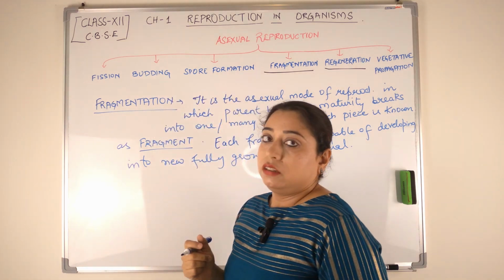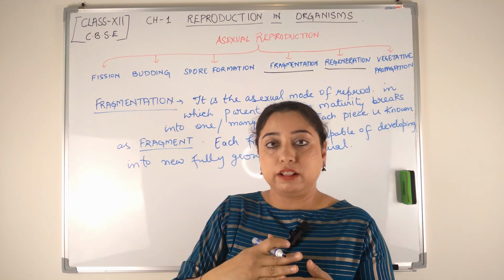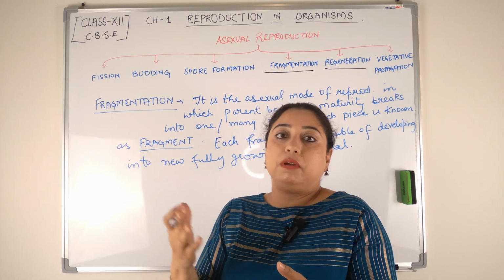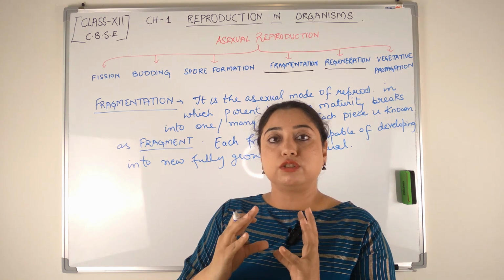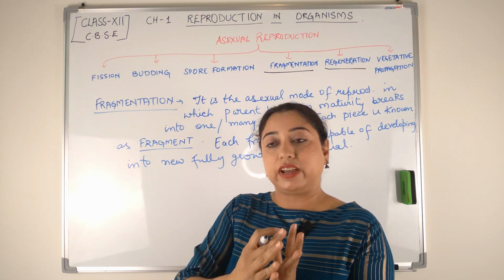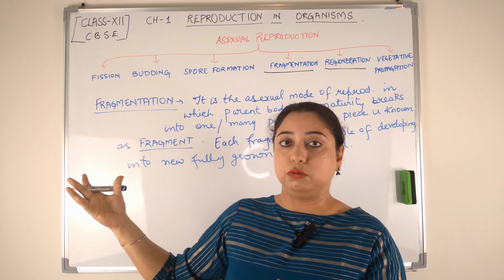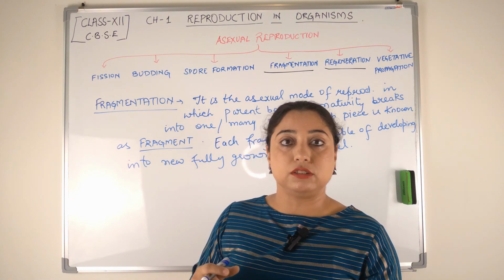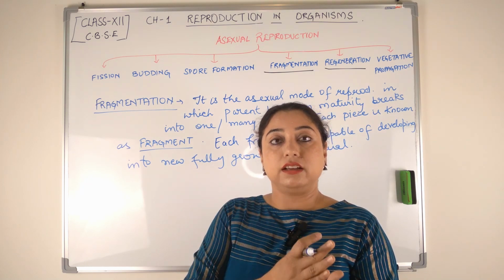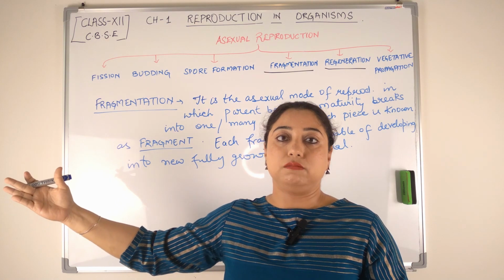Right? So fragmentation is a process in which the parent body breaks itself into many pieces or maybe one piece, and whatever is the case, each piece is known as a fragment and each fragment develops into a new individual. Suppose the parent body breaks into 5 pieces or 5 fragments, then the single parent body will give rise to 5 new organisms.